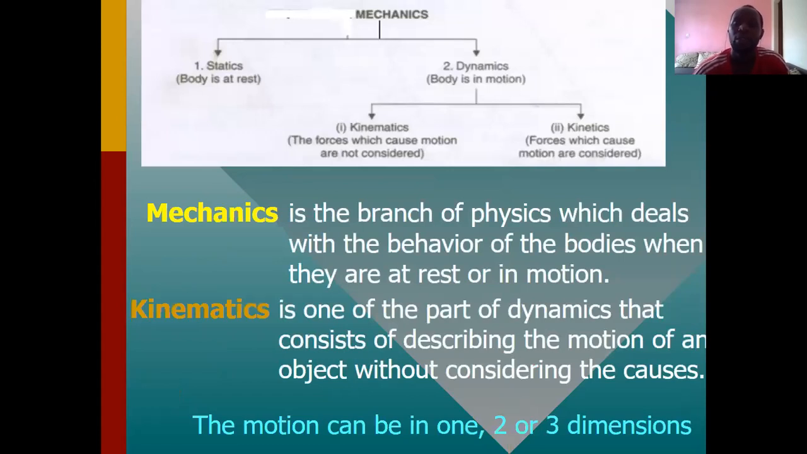This topic of rectilinear motion belongs to the part of physics called mechanics. Mechanics is the part of physics which deals with the behavior of bodies in motion and bodies at rest. So kinematics is one of the parts of dynamics that consists of describing the motion of an object without considering the causes. Here, the motion can be in 1, 2, or 3 dimensions.